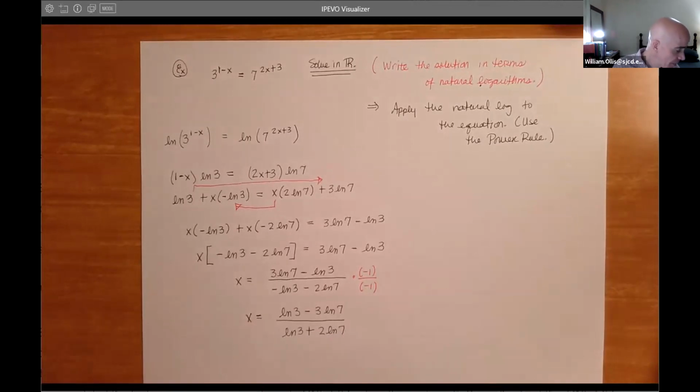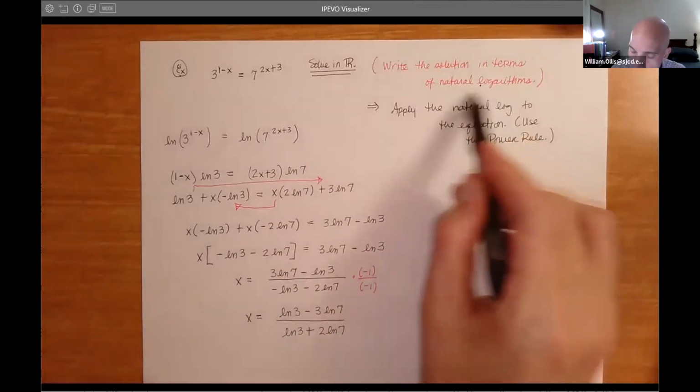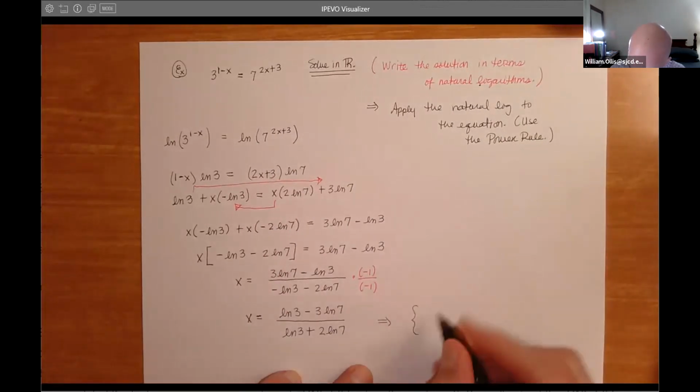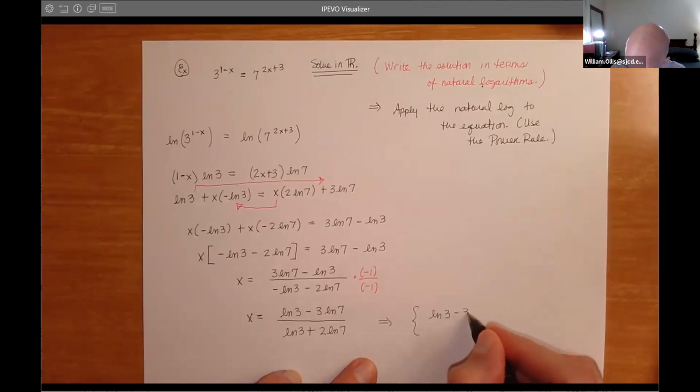And so now when you think about this, what's interesting, at least in this particular case, and I don't think it matters one way or another, but notice sometimes when I work these problems, I'll just pick another base and run it through that way. But I want you to be aware of this type of construct. So now this would imply that a solution set would be natural log 3 minus 3 log 7 over log 3 plus 2 log 7.